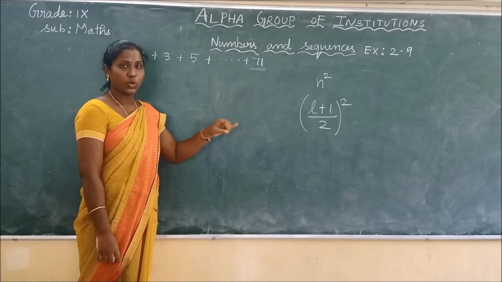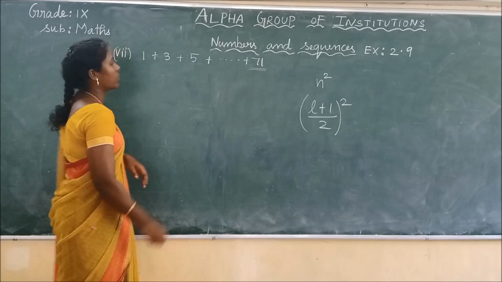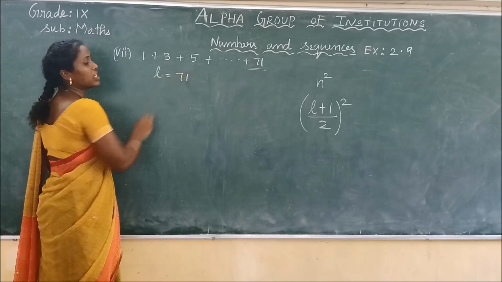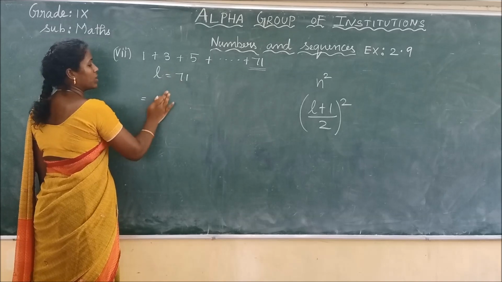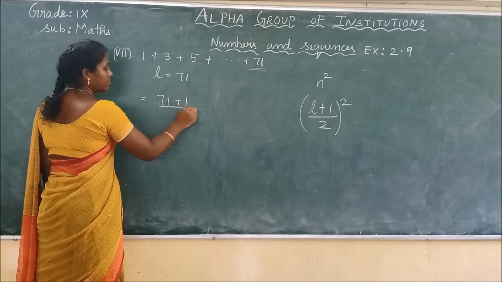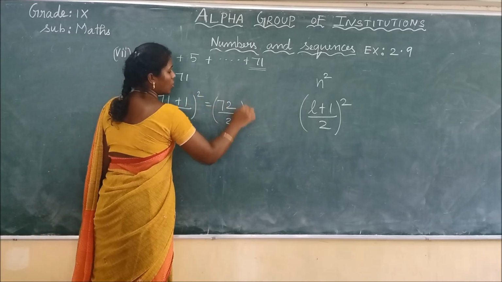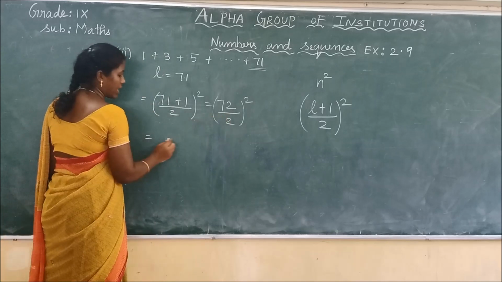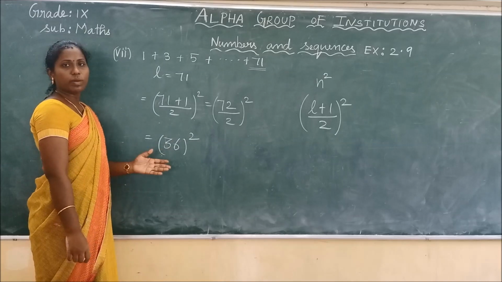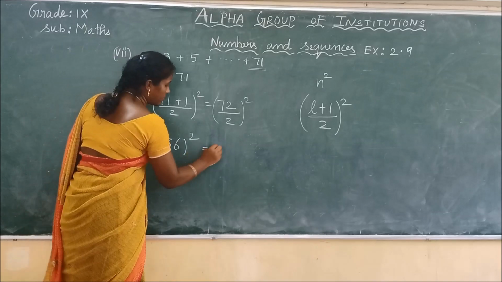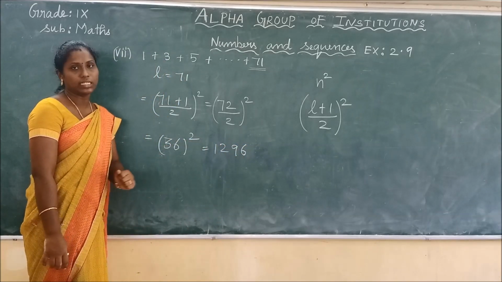Do we know the number of terms here? No. Only the last term is given here. So we are going to choose the formula (n plus 1 by 2) the whole square. What is the last term in this question? 71. So what is n? (71 plus 1 by 2) the whole square. 71 plus 1 is 72, by 2, the whole square. If I divide 72 by 2, the simplified value is 36. 36 the whole square means we have to multiply 36 into 36. If we multiply, the value is 1296. The square of 36 is 1296.